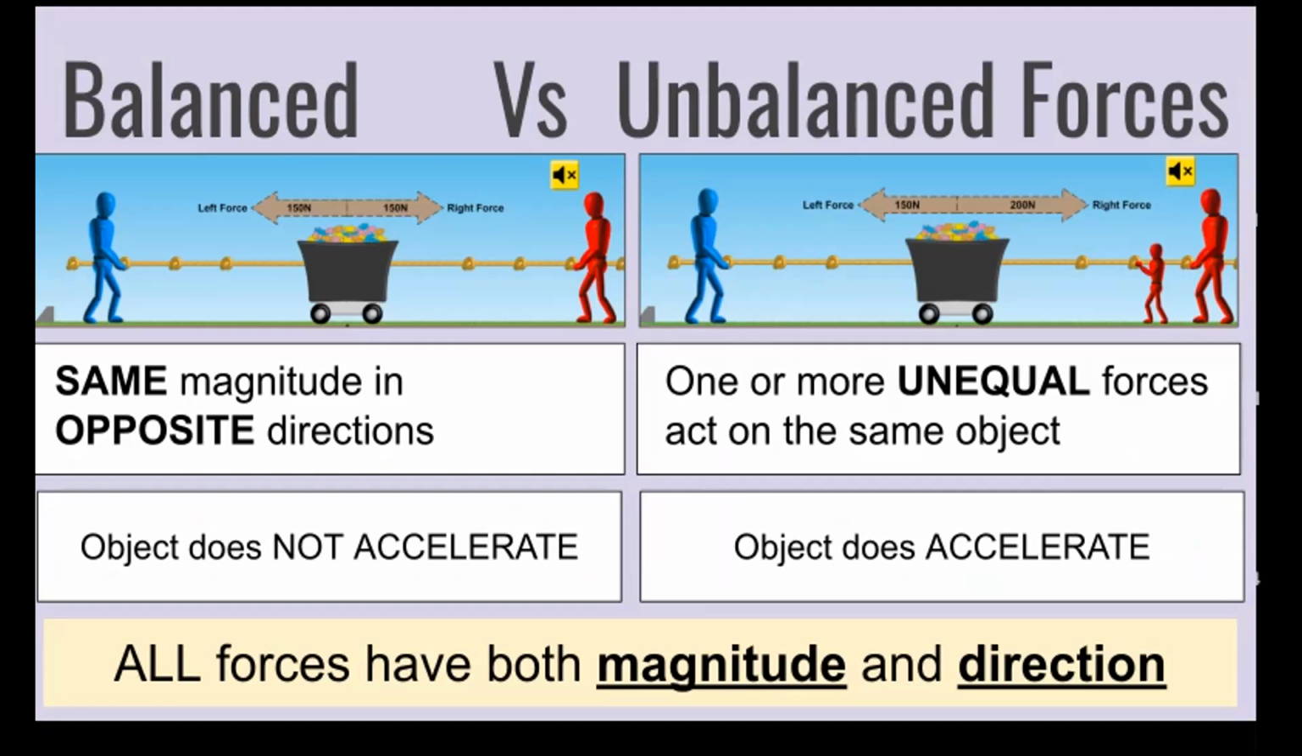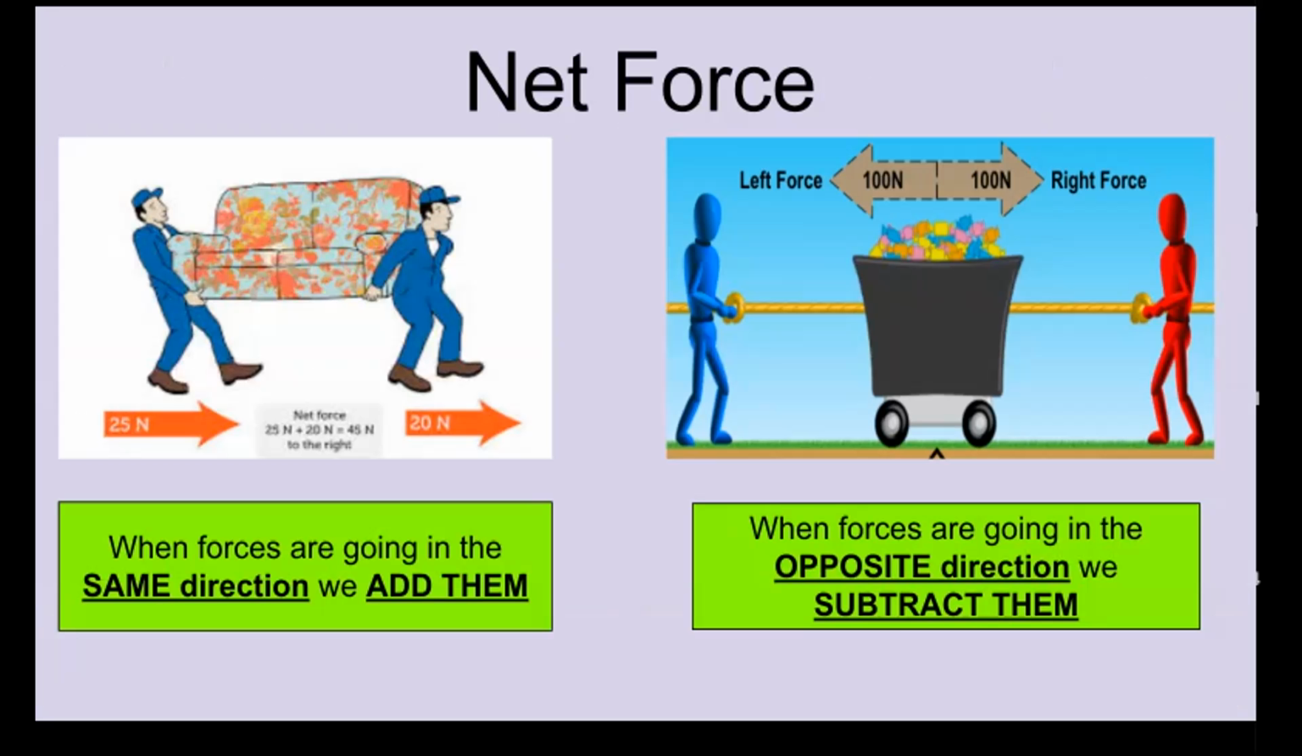We also know that a force has both magnitude and direction. It's a vector quantity. You also know how to calculate the net force. If they're going in the same direction, you're going to add them. And if we're going in opposite directions, you're going to subtract them. Okay? Questions for me?